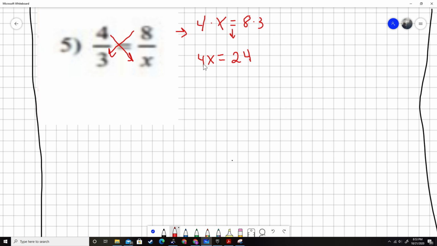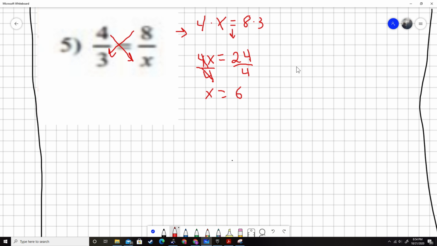Now I need to get the 4 away from x, so I'm going to divide both sides by 4. That gives me x by itself over here because these two cancel each other out. On the other side, I have 24 divided by 4, which gives me 6. Now, this is one method that we can use to solve something like this.